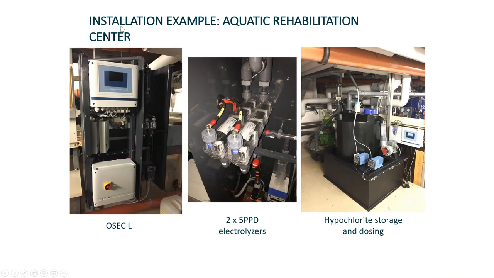This is an installation example where we have installed our unit in an aquatic rehabilitation center. So there is an OSEC L. The most left picture is a picture of the OSEC L and its panel. And the middle picture is the electrolyzer cell itself inside the enclosure. And on the most right, it shows the OSEC L, the Dipolox analyzer, the storage tank, the metering pumps, and the blowers.